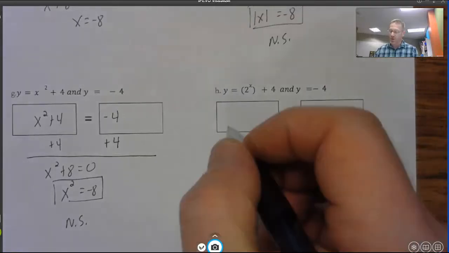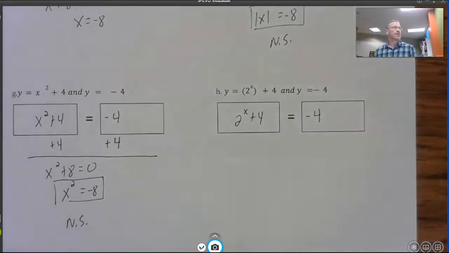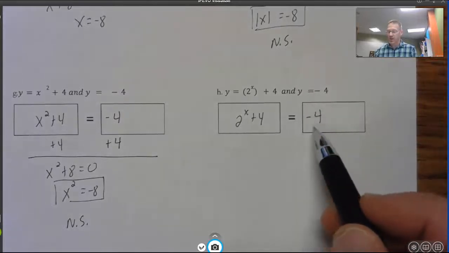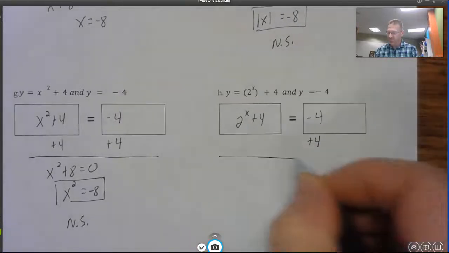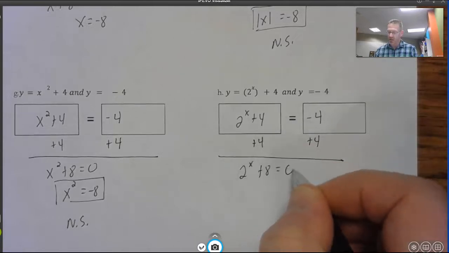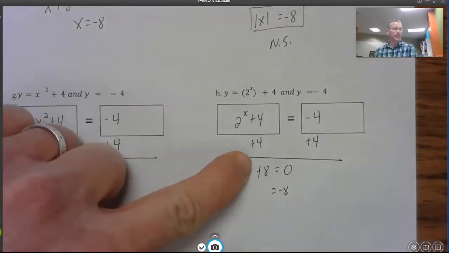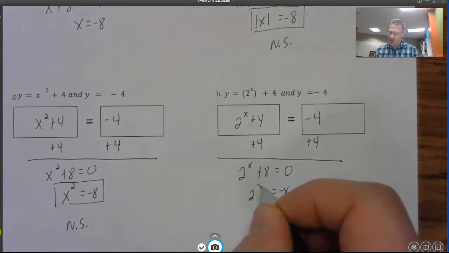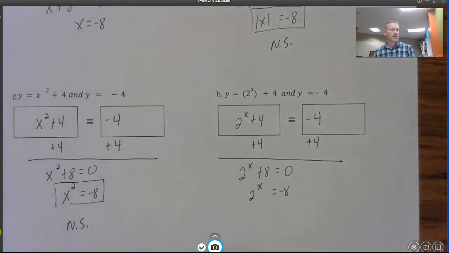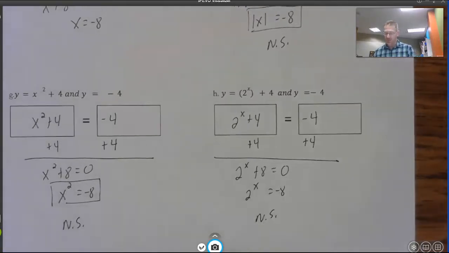All right, so one more here. 2 to the x plus 4 is equal to negative 4. Once again, we want to make this equal to 0, so I'm going to add 4, and I'm going to add 4. So 2 to the x plus 8 is equal to 0. What plus 8 is 0? Negative 8. So 2 to the x is equal to negative 8. Once again, if we're only multiplying positive 2's, we'll never get to a negative number. So that's why it's no solution.